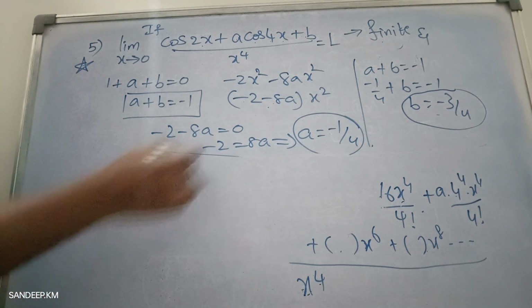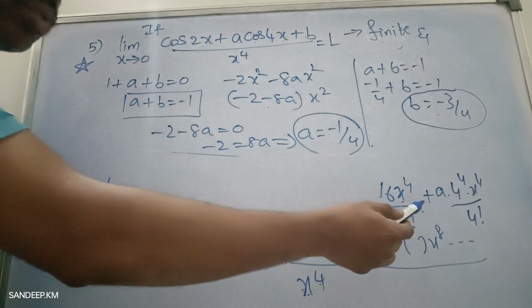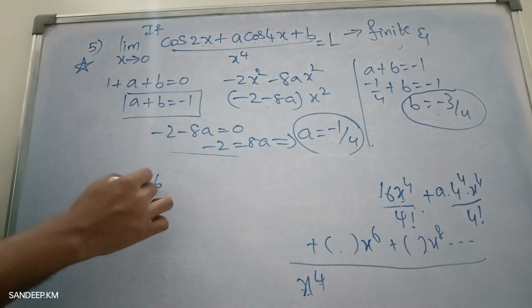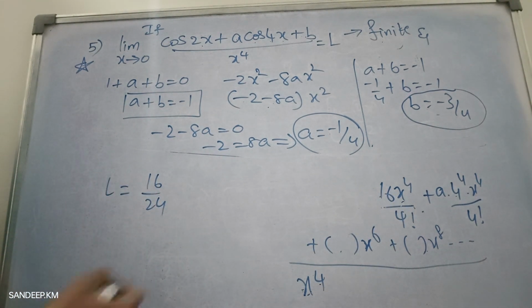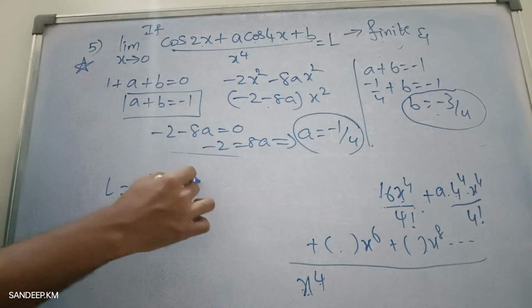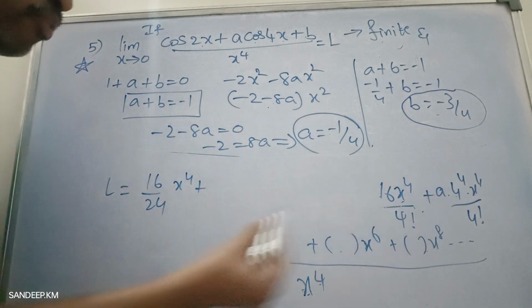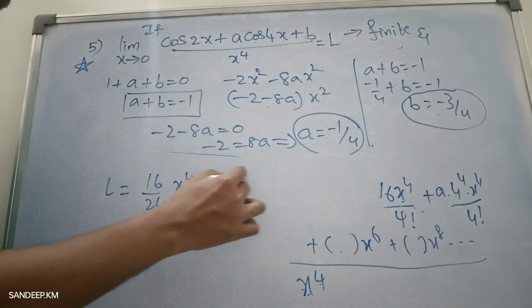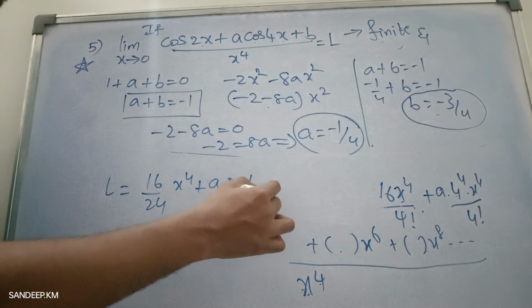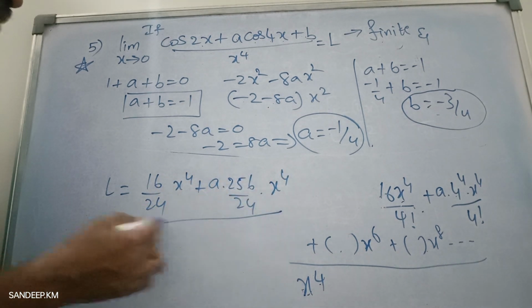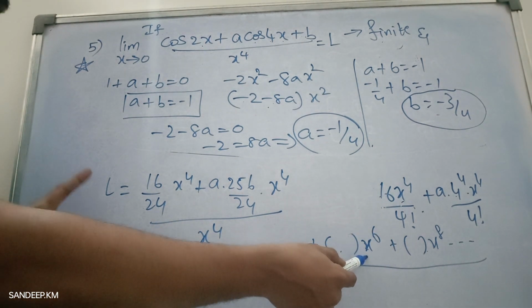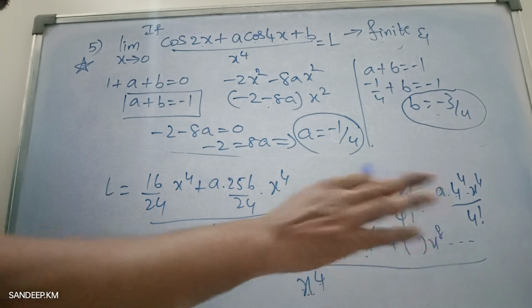Now what is L value? The limit is equal to x power 4 coefficient in the numerator. What is it? 16 by 4 factorial. 16 by 4 factorial is 24. x power 4 plus 4 power 4 is 256. A into 256 divided by 24 into x power 4 in the denominator. The remaining terms will be 0 because x power 6 by x power 4 is x square and x approaches 0, that will be gone.